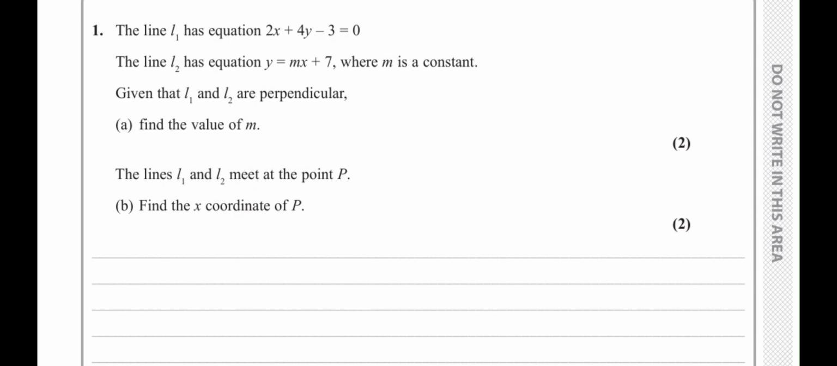The line L1 has equation 2x plus 4y minus 3 equals 0. Line L2 has equation y equals mx plus 7, where m is a constant. Given that L1 and L2 are perpendicular, find the value of m.